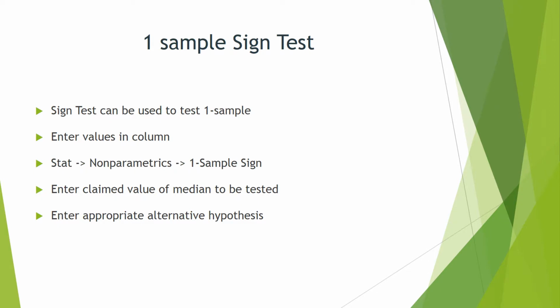Now the one sample sign test, whether you're doing Minitab Express or Minitab 17 or 18, is the same procedure. You're going to enter your values into a column. Then you're going to go to Stat, Non-parametrics, One Sample Sign. You enter in the claimed value of the median. Suppose our claim is that the body temperatures are less than 98.6. Then your claimed value for the median is 98.6. You enter in the appropriate alternative hypothesis, which would be less than.